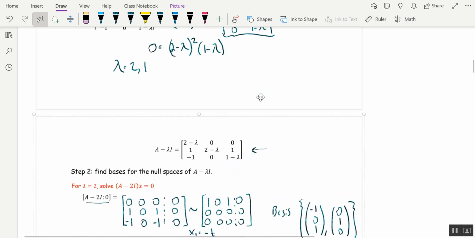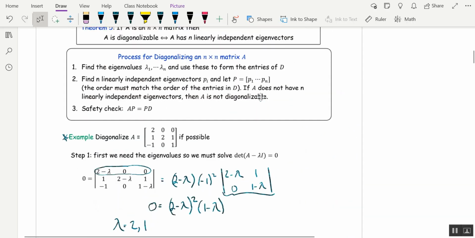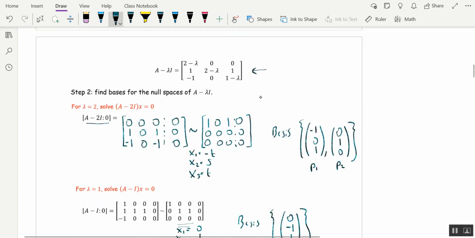And this is the part where, let me scroll back here, the order must match the order of the entries in D. So P and D come in a pair, and you can put the P vectors in any order you want, as long as their corresponding eigenvalues go in the right place in D. So let me show you what I mean by that.